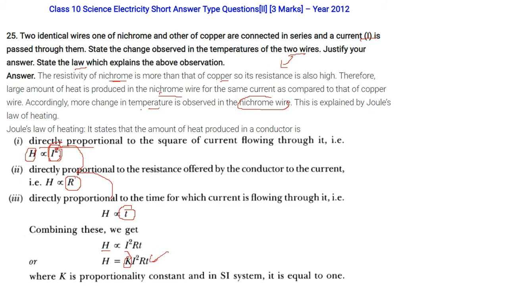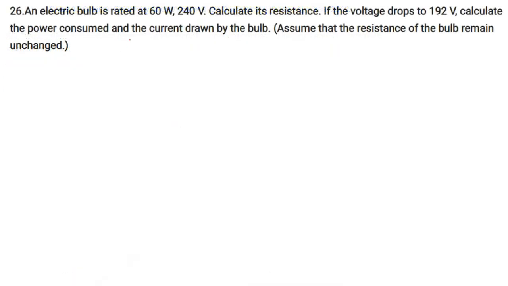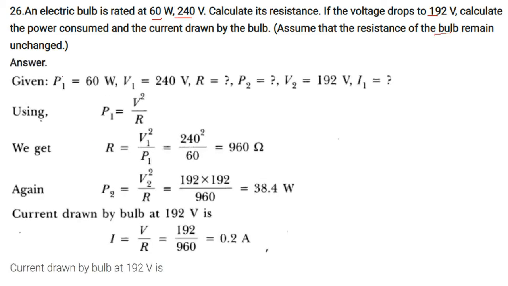An electric bulb is rated 60 watt, 240 volt. Calculate its resistance. If the voltage drops to 192 volt, calculate the power consumed and the current drawn by the bulb. You have to assume that the resistance of the bulb remains unchanged. So P1 is 60 watt, V1 is 240 volt, R is not known.